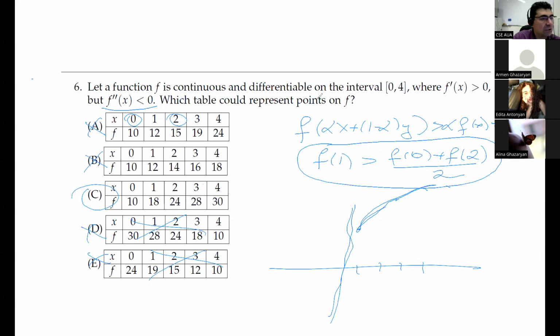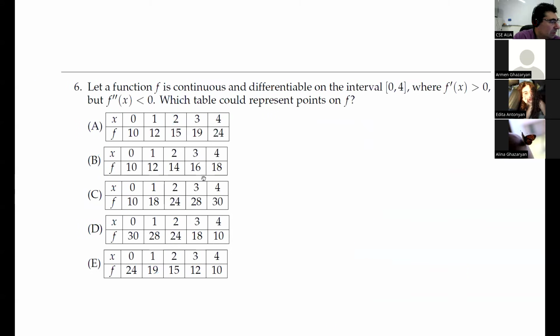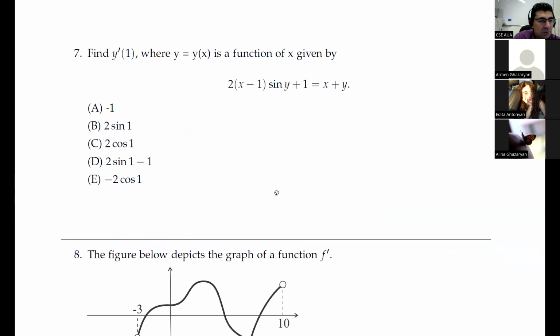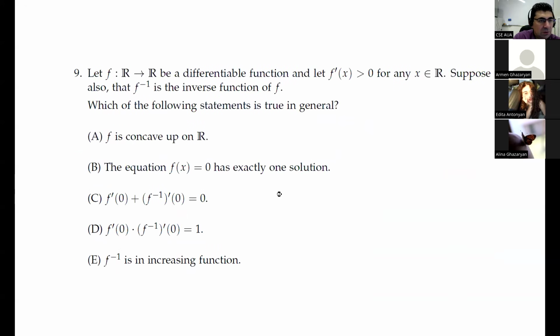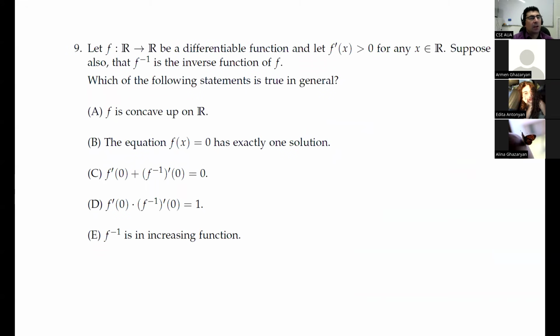Questions about this exercise? If not, it's number 9. Okay. Function f, a differentiable function, derivative strictly positive, and we are given the inverse of function f. Which of the following statements is true in general?